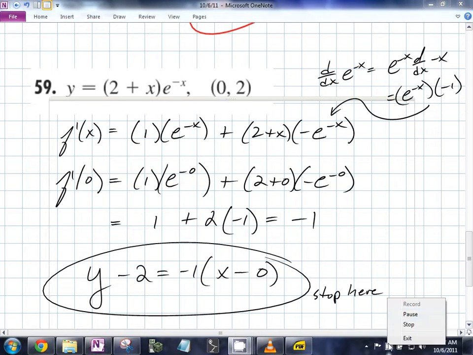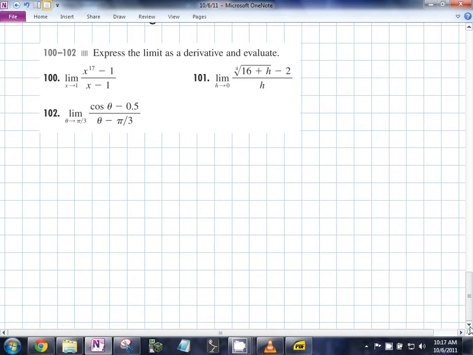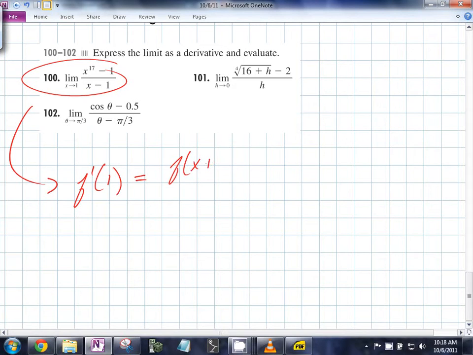So let's look at 100 here. What value are you, this one right here, it's f prime at what value? 1. You know it's f prime at 1, right? So this is going to be f of x plus h minus f of x over h. x minus what? h. Shouldn't it be h minus x? Can it just be h? Thank you. Yeah. But this would be the limit as h goes to? 0. Right? This right here is the limit as h goes to 0, right?